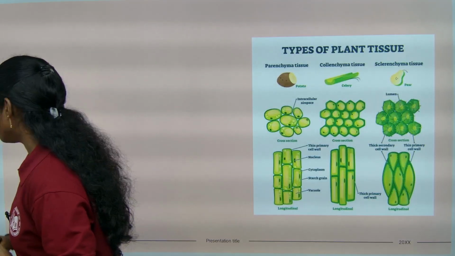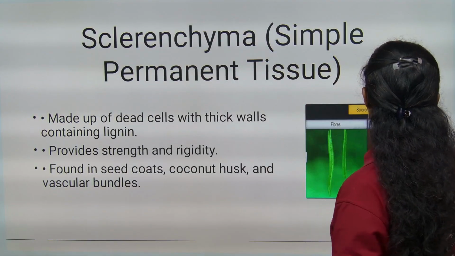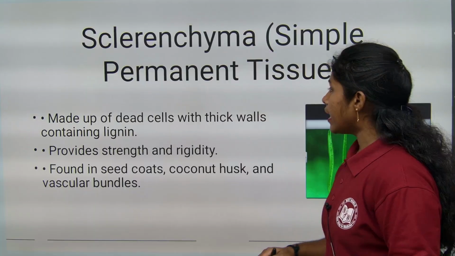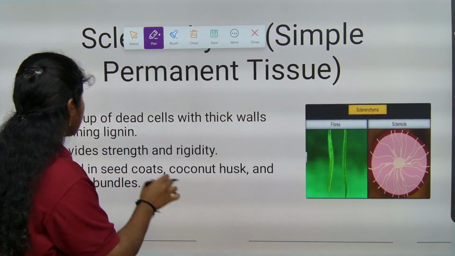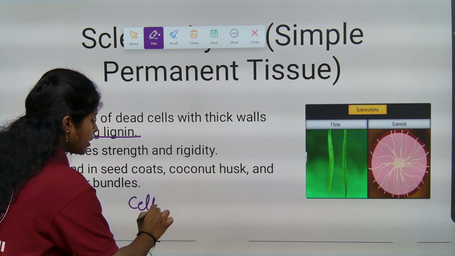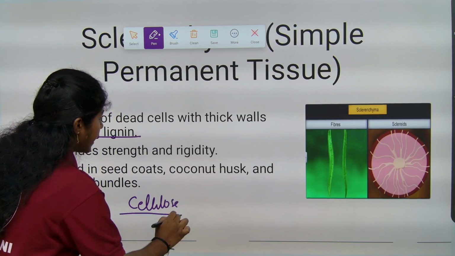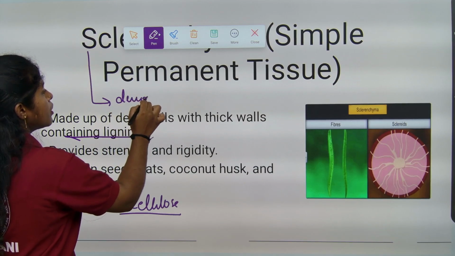So here, the sclerenchyma tissue is made up of dead cells. They are also called dead cells, having thick cell walls containing lignin. Parenchyma has cellulose, and sclerenchyma is also devoid of protoplasm.